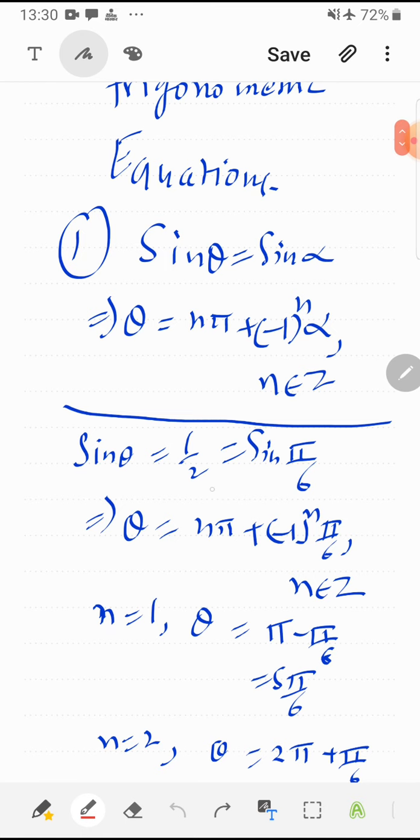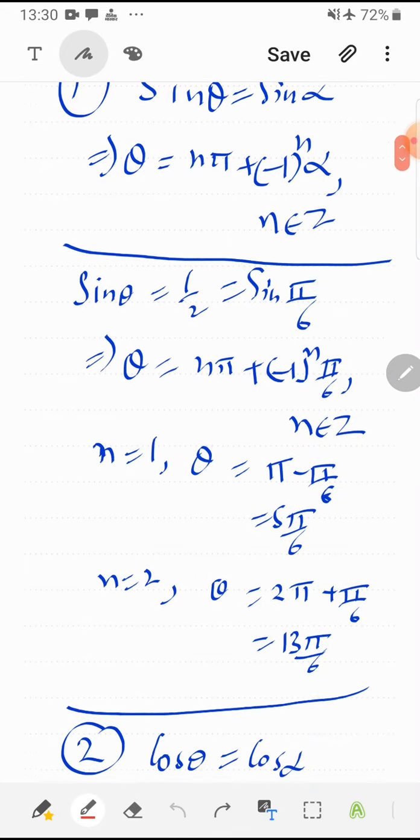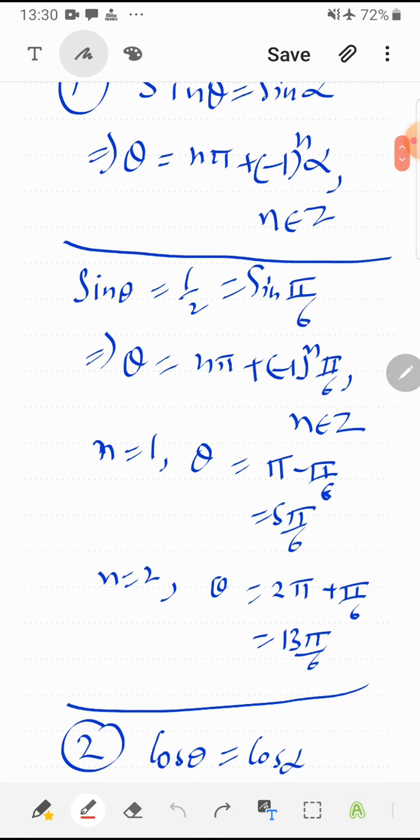Sin theta is equal to half, and half I can write as sin pi by 6. So theta is equal to n pi plus minus 1 raised to the power n pi by 6. Here I strongly recommend that please use angles only in circular system or radian. Don't write angles in degrees, because the standard result uses angles in radian and pi. Now if I put n is equal to 0, theta is pi by 6. If n is equal to 1, theta is pi minus pi by 6, that means 5 pi by 6. Similarly, if I put n is equal to 2, theta is 13 pi by 6. So all these are solutions of this equation.